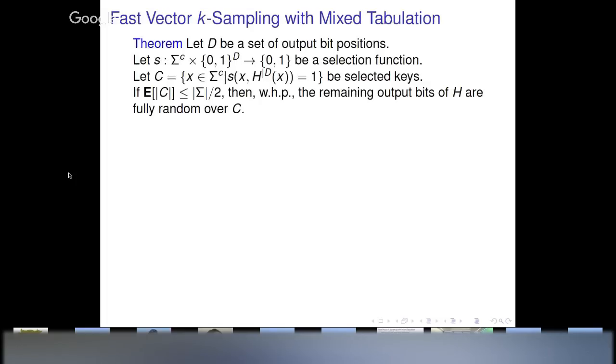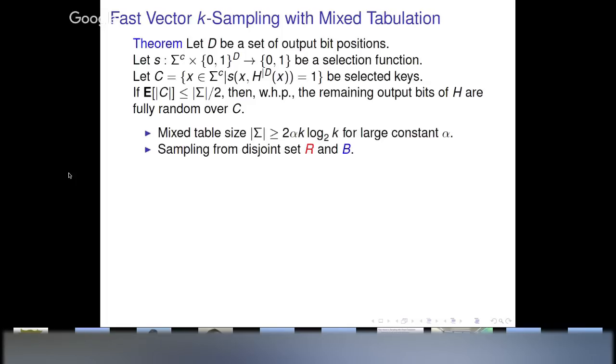And so we had this basic theorem. So when I want to apply this in the context of vector sampling, I'm going to pick sigma, which was the size of the alphabet. That's how much randomness I'm willing to put in the system, how much space I'm willing to use. I'm going to make that a log factor bigger than the number of samples I want. When I sample from these disjoint sets A and B, so red and blue, there are no purple balls. Everything is either red or blue.